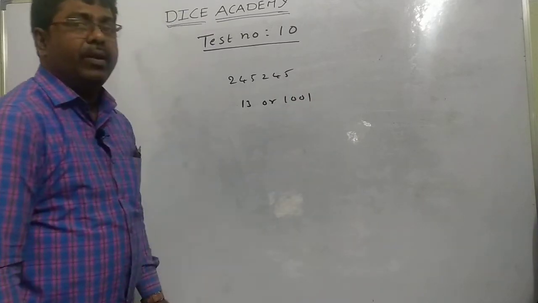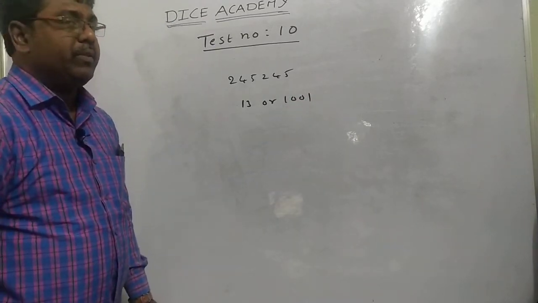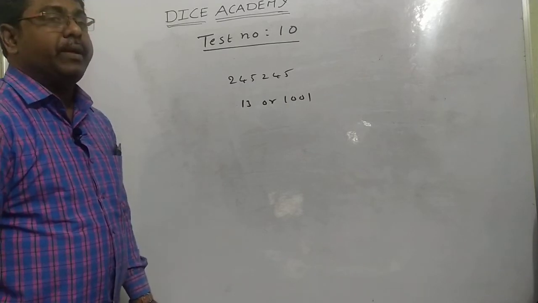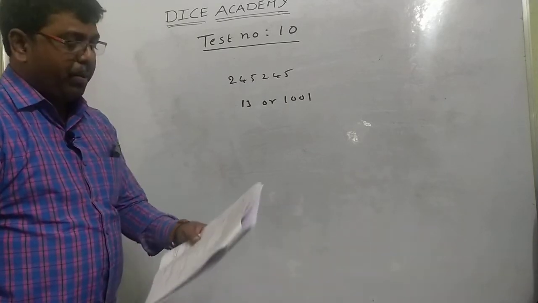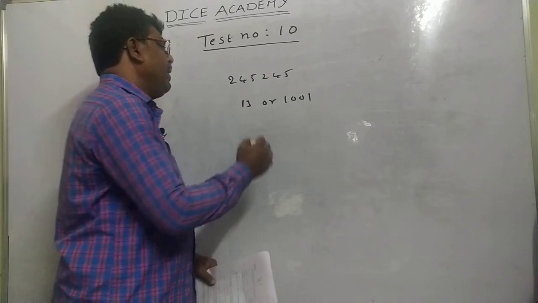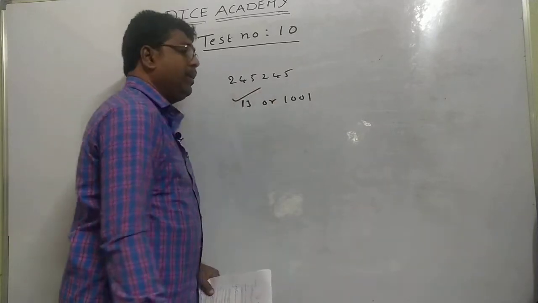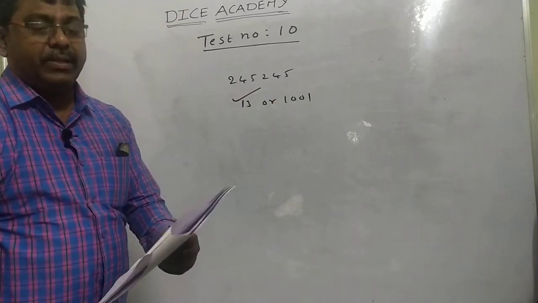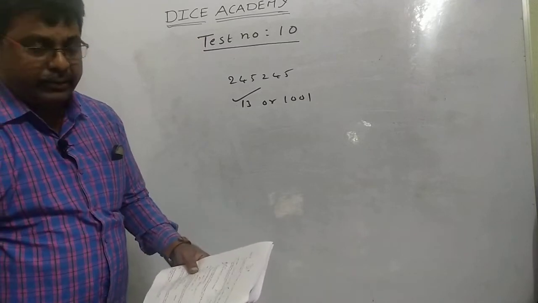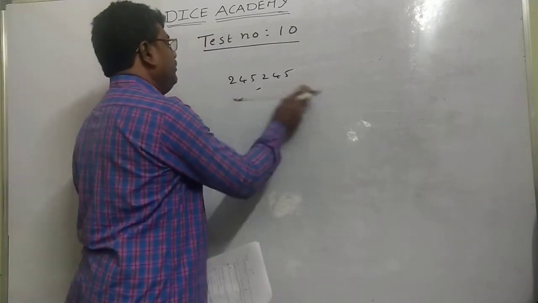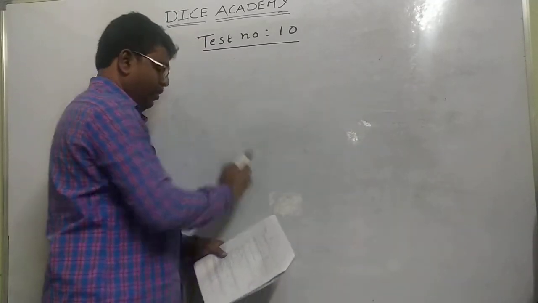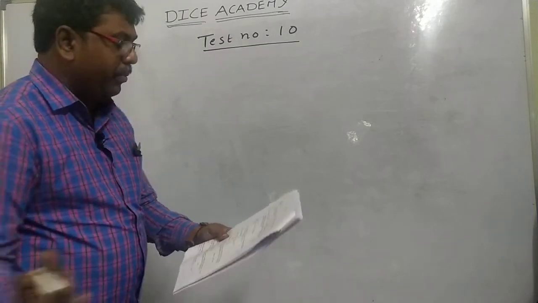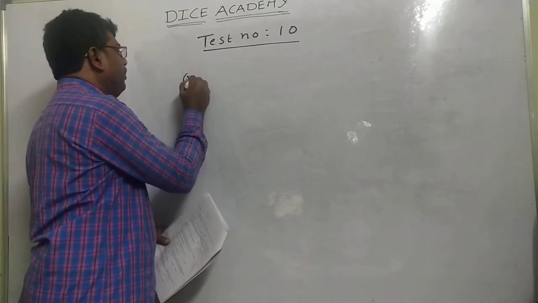Whenever 3 digits are given, we can do the multiplication. The answer will be either 13 or 1001. In the problem, 13 was given and 1001 was not given, that's why take 13 as the required answer. Go for the third problem.